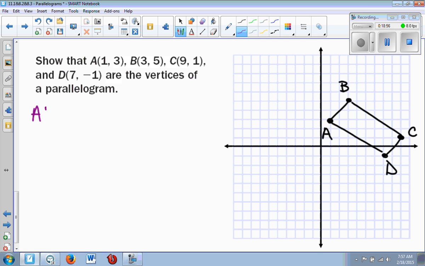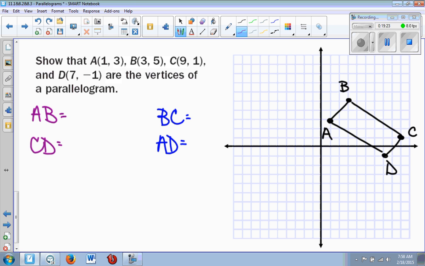So let's talk about which sides have to have the same slopes. AB and CD are opposite sides. They would have to have the same slope to show that they're parallel. Same thing is true with BC and AD. They're opposite sides, so they would have to have the same slope in order to be parallel to each other. So all we're going to do is count on the graph and figure out what the slopes are.